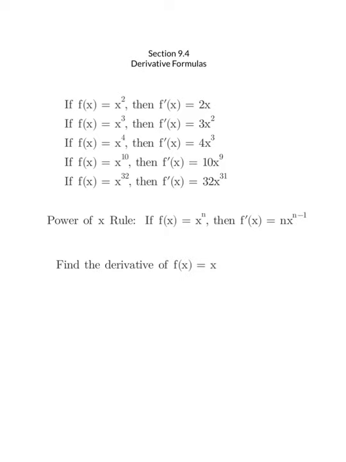I want to look at the idea of the function f of x equals x, and we want to find the derivative for this function. If we follow our derivative rules, then f prime of x will equal the old power, which is 1, times x to the 1 minus 1, which is 0. But anything to the 0 power is 1, so the derivative of x to the first is 1.